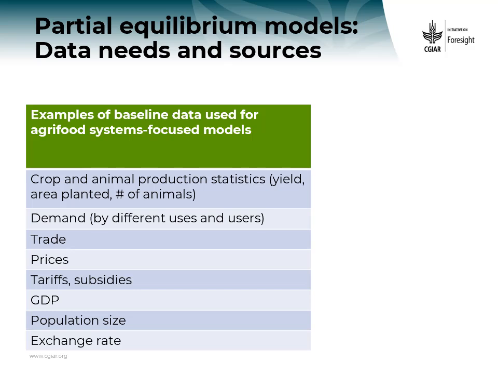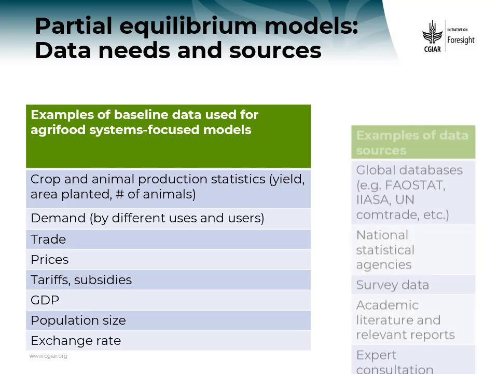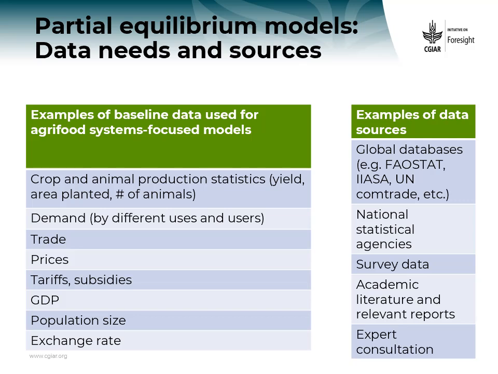The kind of data required for a partial equilibrium model largely depends on the variables and parameters specified in the model. In a model looking at agricultural commodity markets, for example, datasets that include annual time series of production, demand, trade, prices, tariffs and subsidies, and other macroeconomic data. These are often taken from a variety of national and global data sources, including the databases of international organizations, national statistical agencies, survey data, literature, and expert consultation.